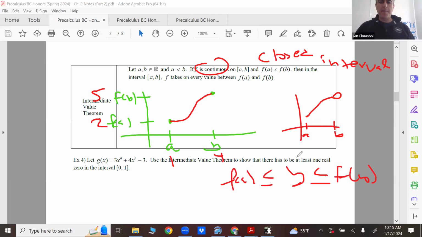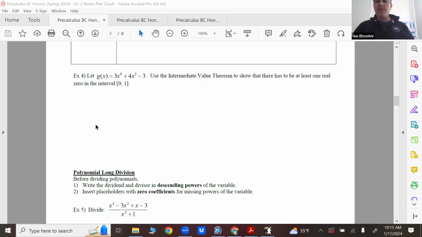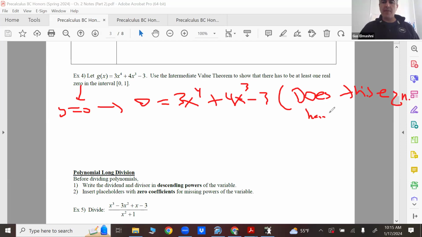Totally. So here's a good extension of this, and it's a little confusing at first, but they're saying use the intermediate value theorem to show that this has at least one zero in the interval from 0 to 1. When you have a 0, that means Y equals 0, right? So what the question is really asking you is, does this equation have a solution? Yes or no? That's what it's asking you.